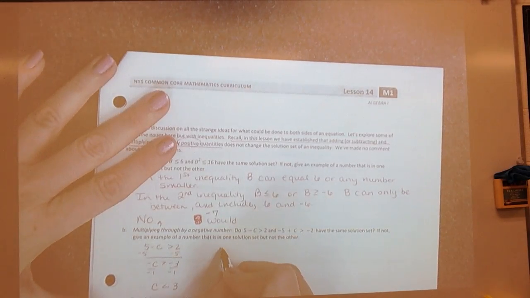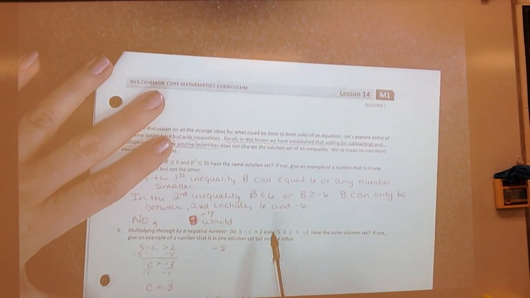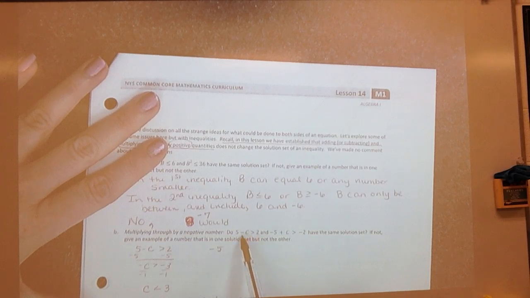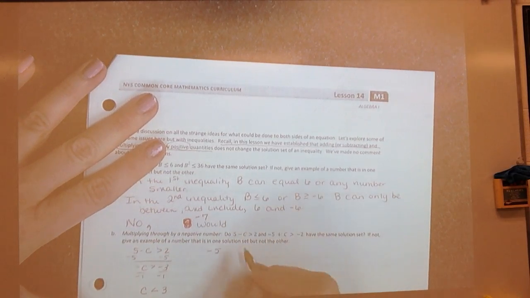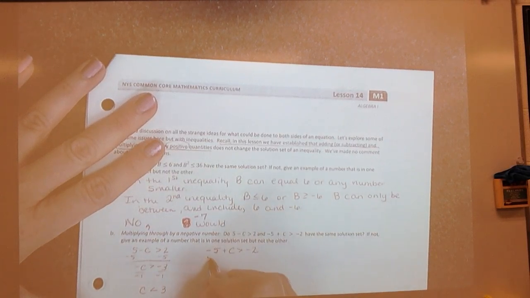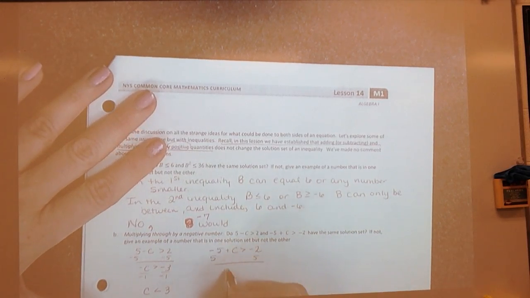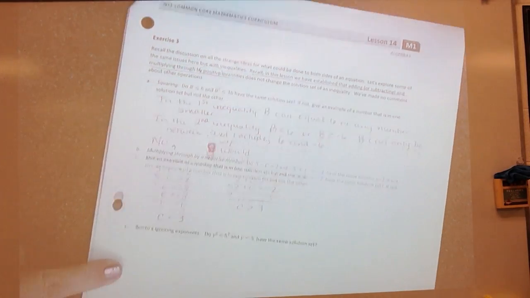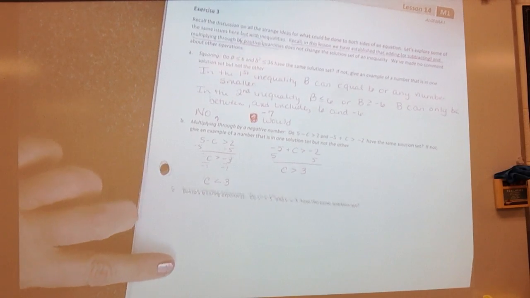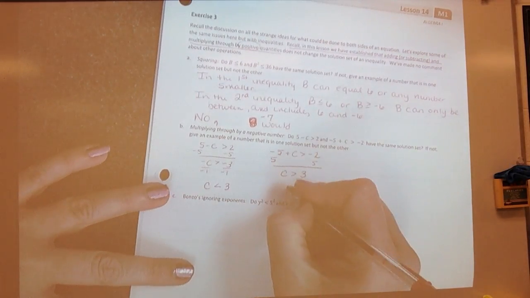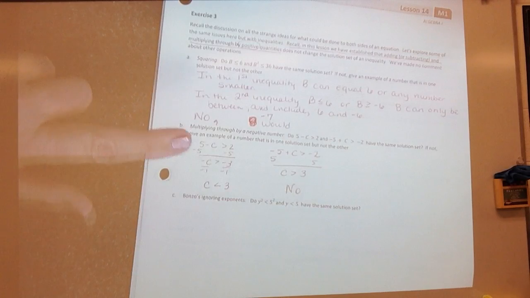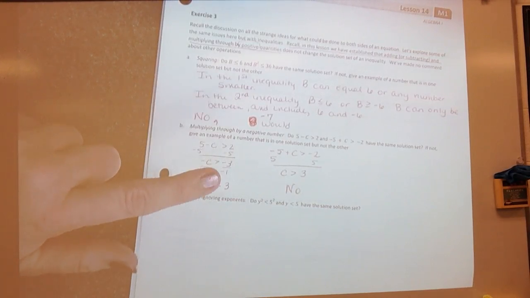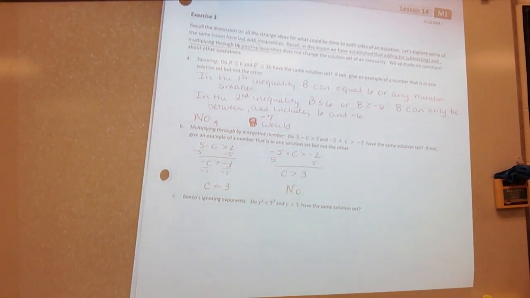Let's look at this one. All they did was multiply by a negative 1 through and change my inequality. So let's add 5 to both sides, and I get c is greater than 3. So do they have the same solution set? No, they do not have the same solution set. Because here c has to be less than 3. Here c has to be greater than 3.